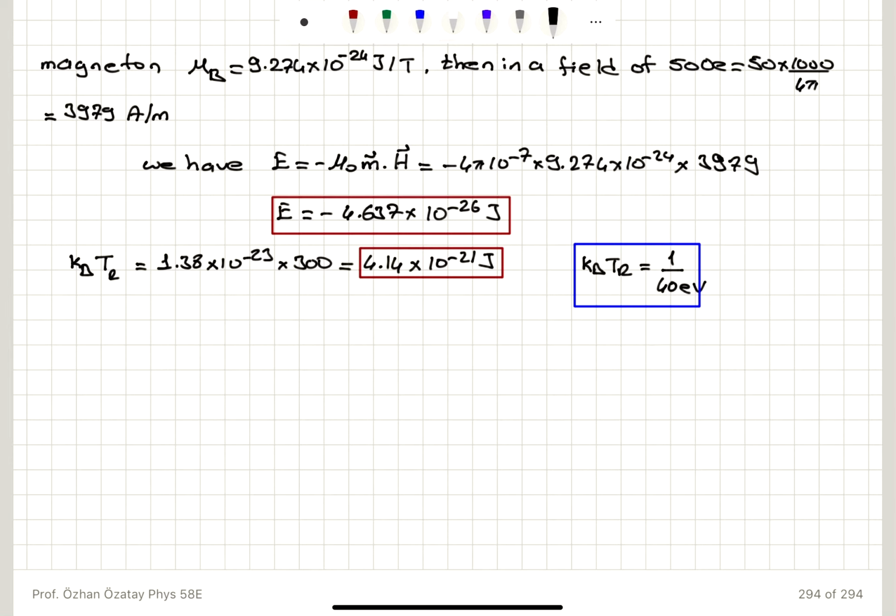Okay, so what is the conclusion? The room temperature thermal energy is 5 orders of magnitude larger than the dipole energy. So this 50 oersted field is not sufficient for ferromagnetic alignment, because the moments that are interacting due to the fields created between them will be subject to this thermal energy, and therefore they will be randomized.